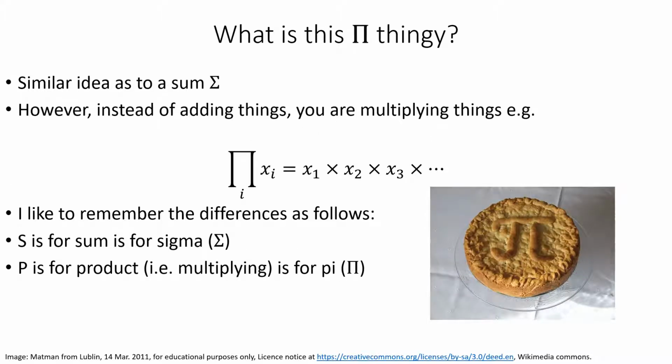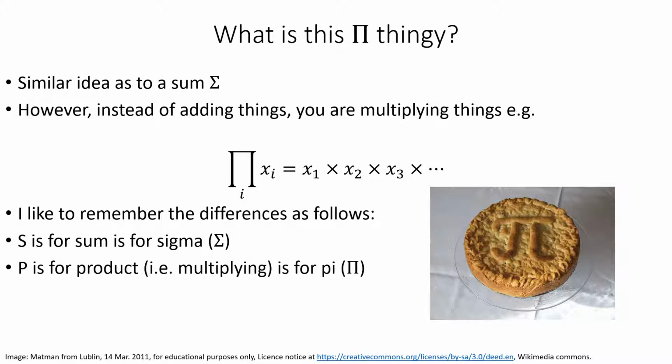You might find that a bit intimidating. What is this capital Pi thing? You've never seen it before? Well, its idea is very similar to that of the sum sigma, which you've now been introduced to. However, in sigma, or the sum, you add things, while the capital Pi is for when you multiply things together. So here's a very basic example. Capital Pi over i of x_i, where x can be whatever variable you want to choose, is just equal to x1 times x2 times x3 times etc.